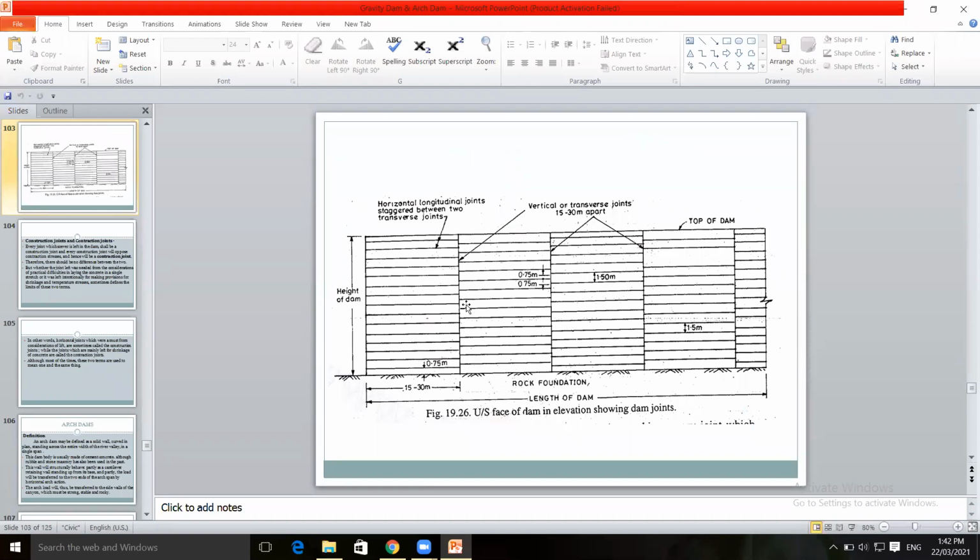After that, the next joints are laid at a distance of 1.5 meter. First a joint is provided at 0.75 meter, and after that, each joint is provided again at 1.5 meter.